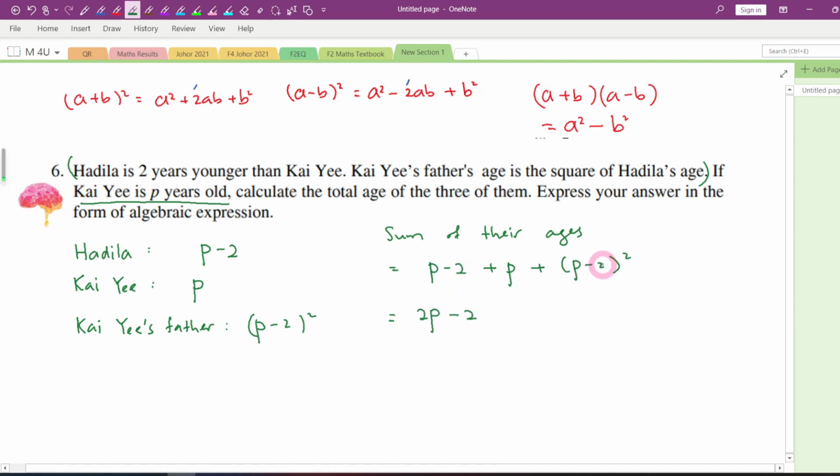Here, I am going to do the expansion using the formula. So this is positive, it will be easier. If this is negative, you need to be extra careful. Okay, so P squared minus 4P. Remember what I told you just now? This times 2, so you get 4P. And at the back here, you don't have to think too much, it's always positive. 2 squared, you get 4.